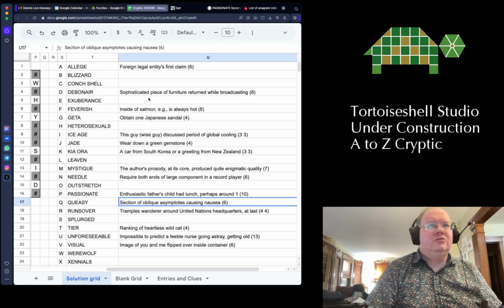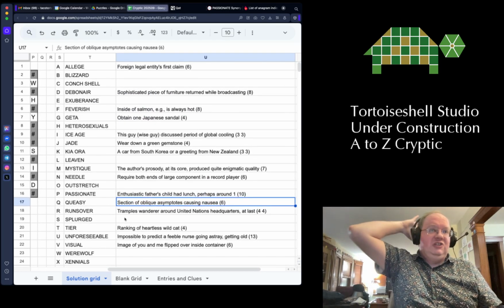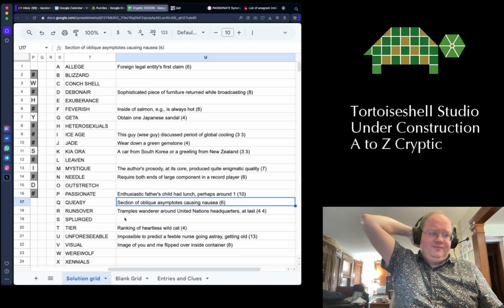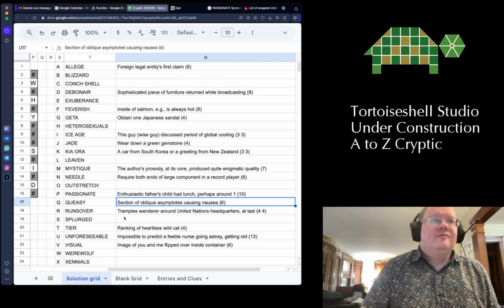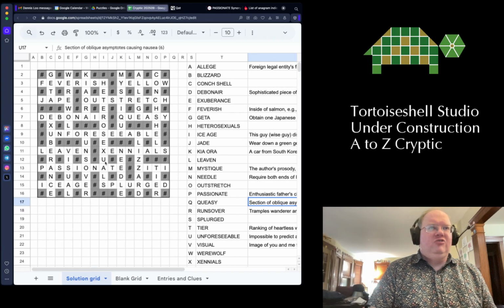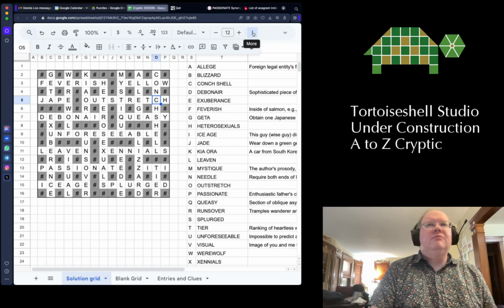What do we have now? 1, 3, 4, 5, 6, 7, 8, 9. 9 to go. So I've already written 17. So I've done most of the work for this puzzle. Yeah, this will be nice. I don't think I've done an A to Z cryptic before. I don't know why this one cell got misaligned.